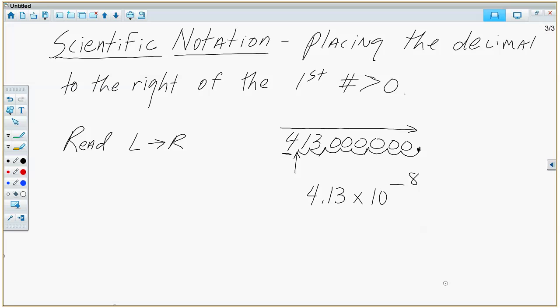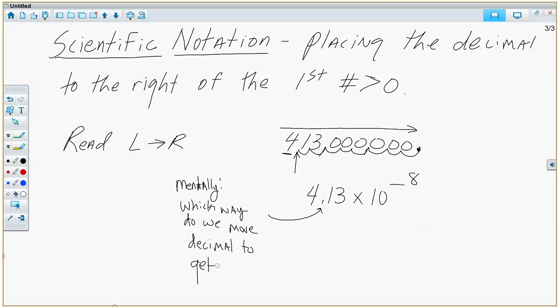Now, I'm going to put a note here. I'm going to draw an arrow right here and I'm going to say mentally. What does mentally mean? In your head. So does that mean we do anything on paper? No. Mentally. Which way do we move the decimal to get original form? Original form is what we started with.